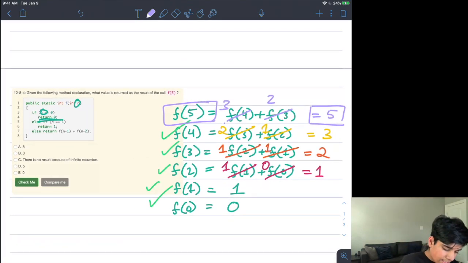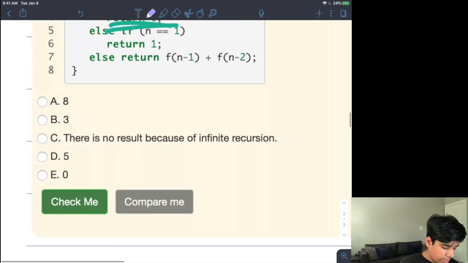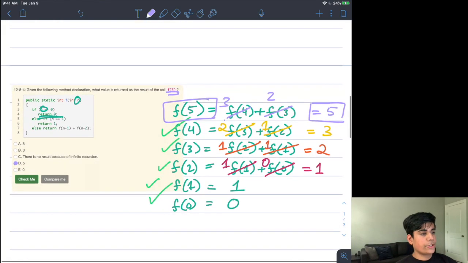Because it's asking for us what is the result of f5, we can just look at our answer choices: 8, 3, 5, and 0. And our correct answer choice is D, 5, as that is our return.